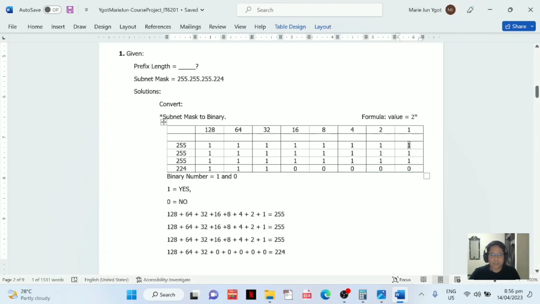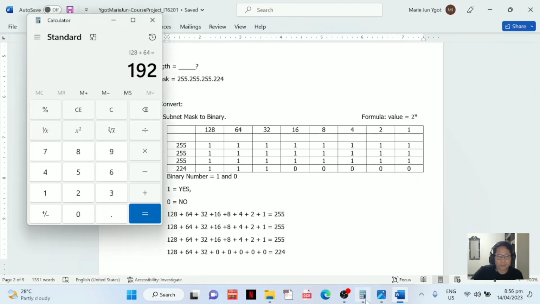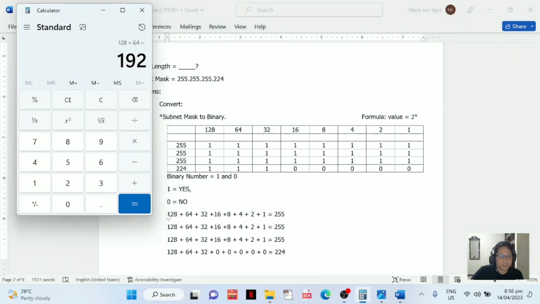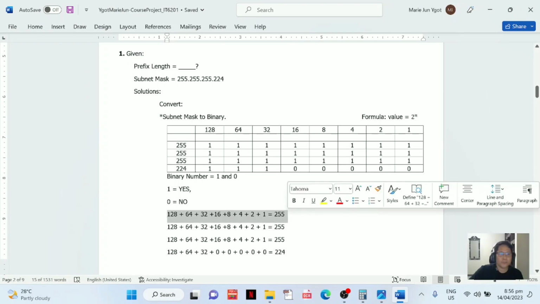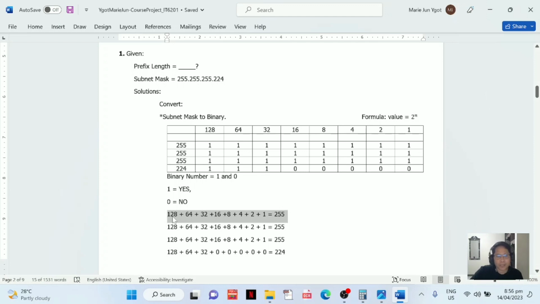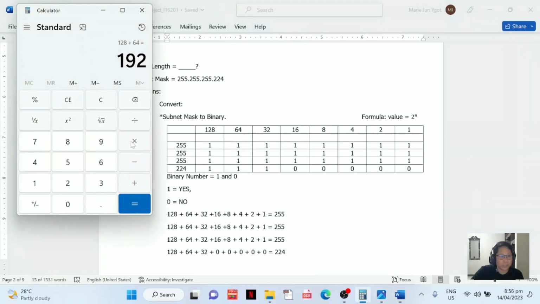Okay, let me check this one first. To confirm, we have to add 128 plus 64 plus 32 plus 16 plus 8 plus 4 plus 2 plus 1, and the answer is 255. So let me check.